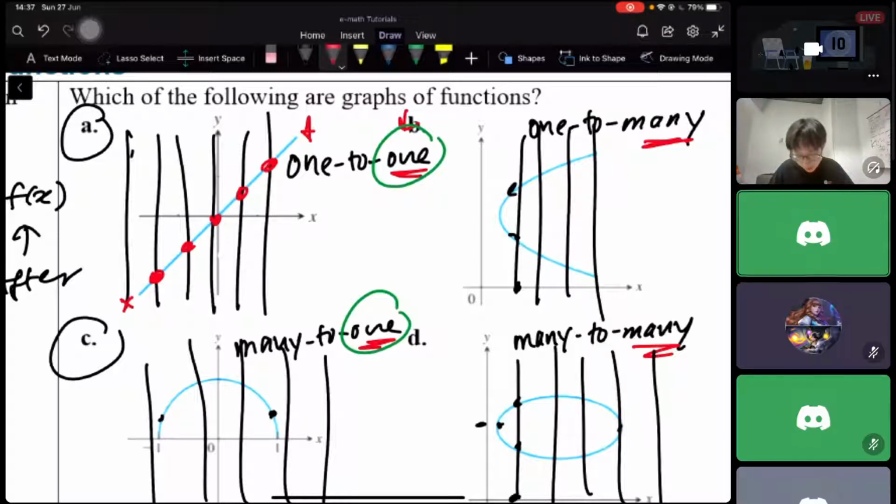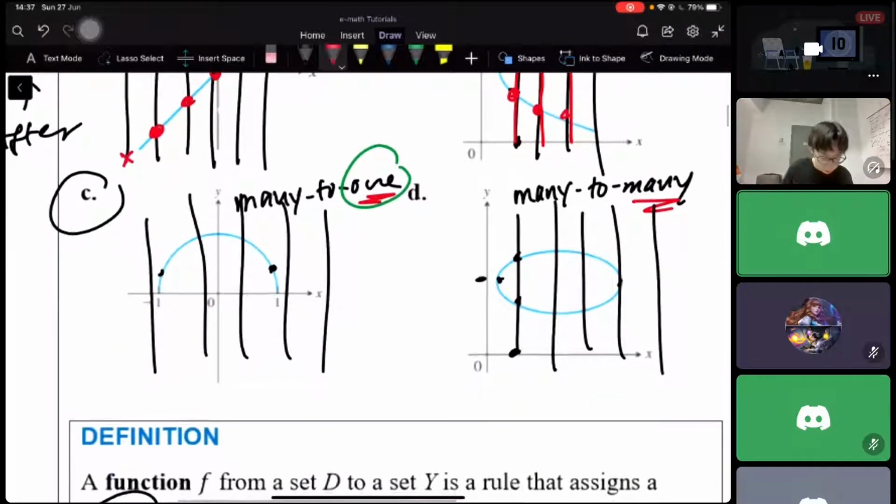One more time, you have to look at this one. You see, look at this vertical line. It intersects the curve 2 times, right? This line intersects 2 times. This line intersects 2 times. So this is not a graph of a function.